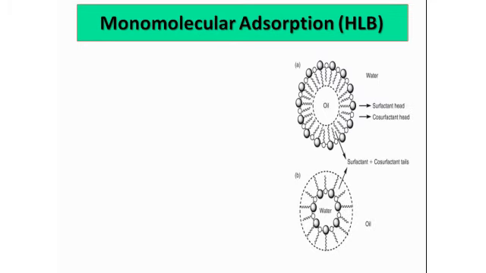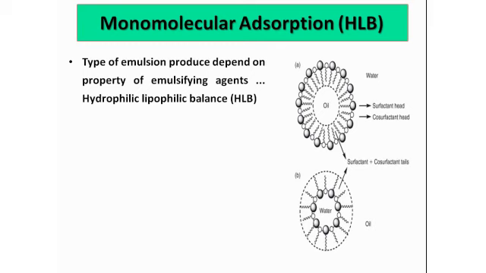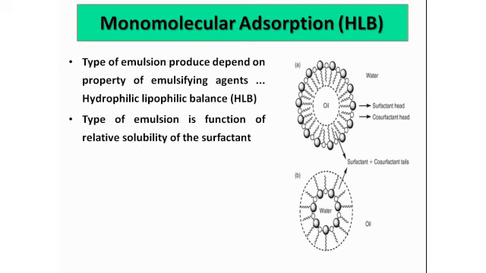Now, after monomolecular adsorption, let us discuss the HLB concept, the hydrophilic lipophilic balance concept. The type of emulsion produced depends upon the property of the emulsifying agent. I repeat, the type of emulsion you want to make depends upon the emulsifier you are using, because some emulsifiers will help in the formation of oil in water type of emulsion, and a few emulsifiers will help in the formation of water in oil type of emulsion, right? So the type of emulsion is a function of the relative solubility of the surfactant.